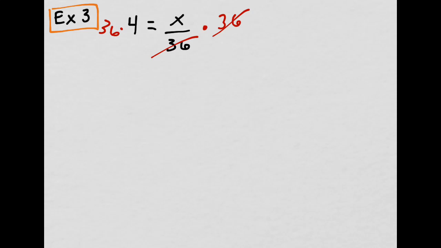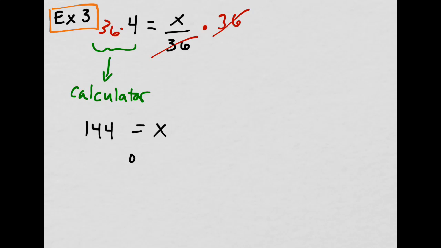Alright, so I multiply both sides by 36. Same steps. It doesn't matter if it's on the other side. What is 36 times 4? I don't know. Do it in a calculator. I'm going to do it in a calculator. Okay. That's x equals 144. Or you could write it like 144 equals x. It doesn't matter. Those are both correct.